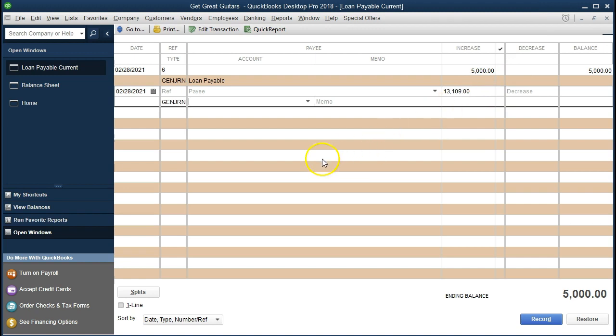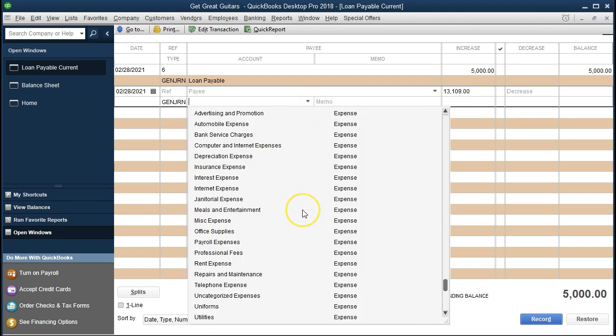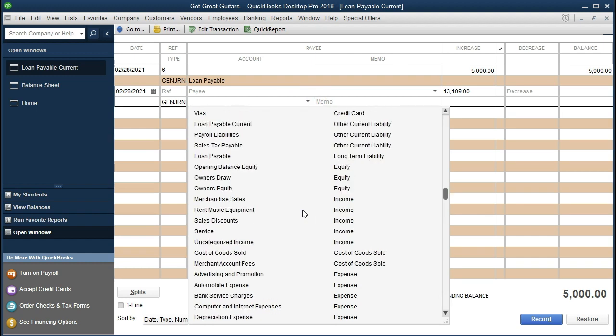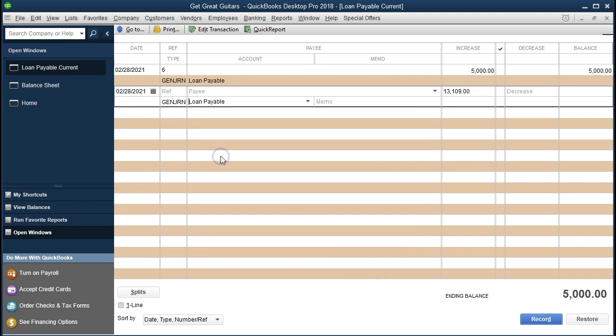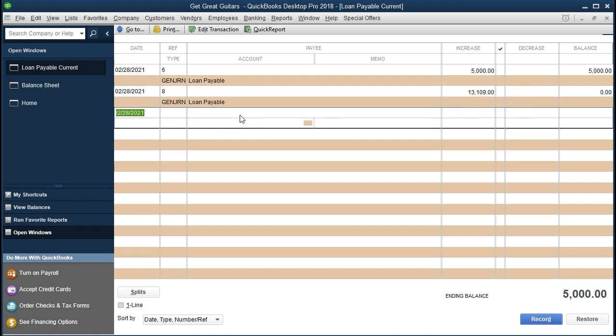So we're just going to put in the current side, 13,109, and then the other account is going to be the long-term side. So the long-term loan payable, if we scroll up, we got loan payable current, and then just loan payable long-term is the account type. That's the one. So by doing this, we're going to increase the current account we are in, the register we're in, loan payable current, and then it's going to decrease the other account we're assigning to, which is the long-term loan payable. So we're going to select enter.